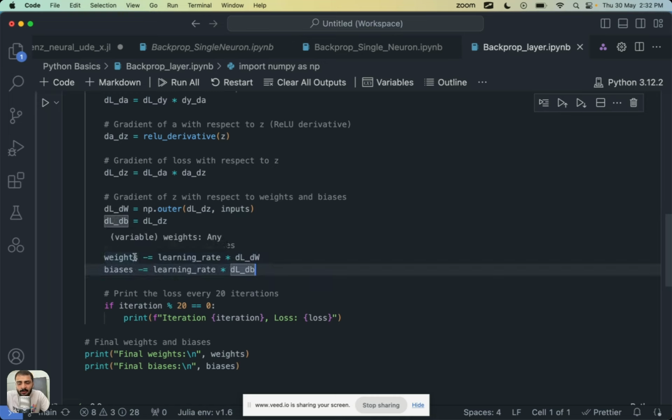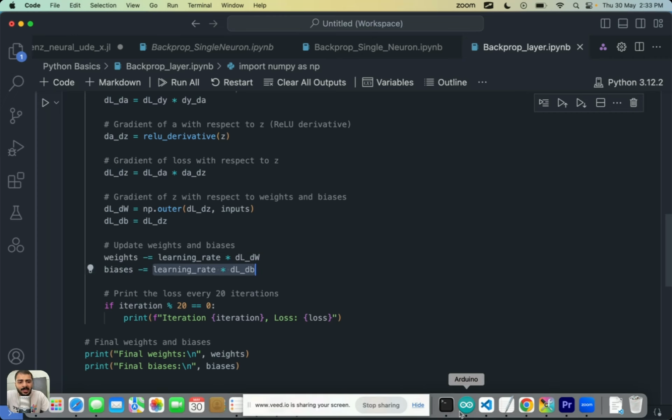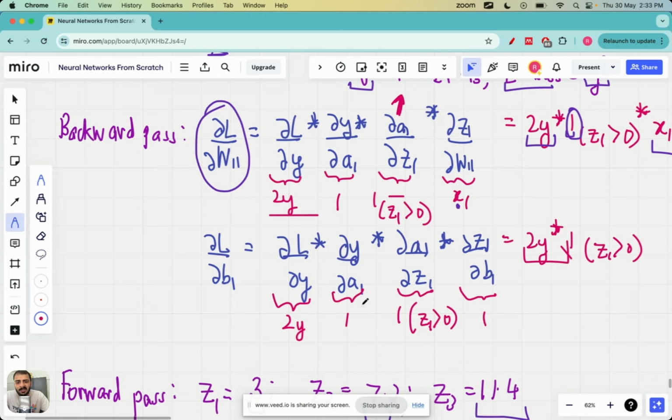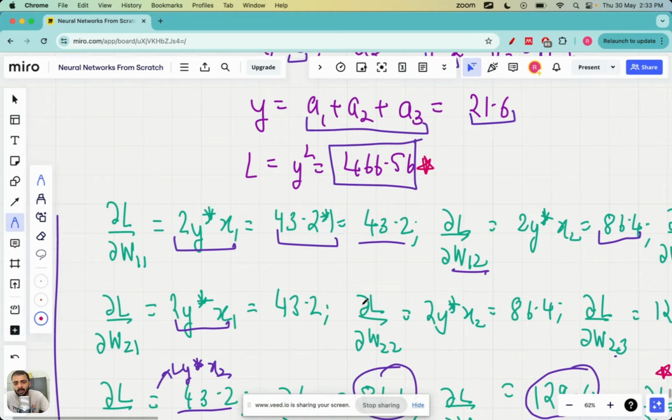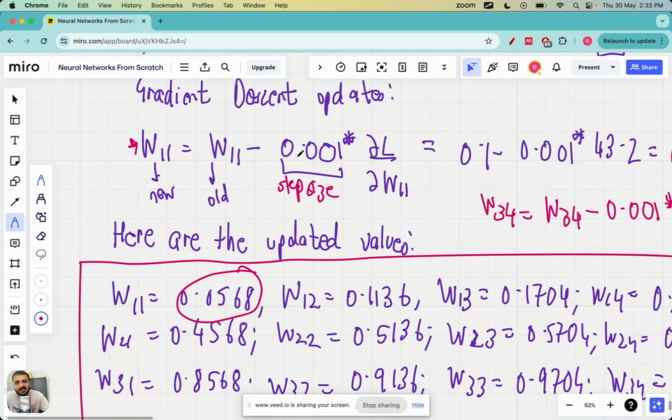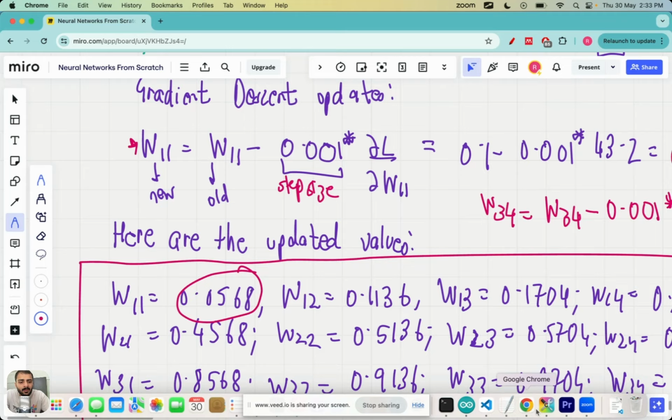So the new weights will be the original weights minus learning rate into partial derivative of loss with respect to W. And the new biases will be the original biases minus the learning rate multiplied by the partial derivative of loss with respect to B. This is exactly what we had shown in the gradient descent step sizes or in the gradient descent updates.